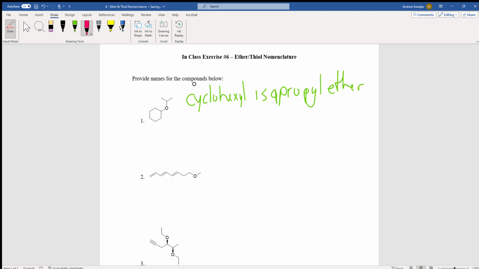Alternatively, we can name the ring, the cyclohexane, as our parent name. Since there's only a single substituent, we don't need a number, and we can call the substituent, the isopropyl group with the oxygen, isopropoxy cyclohexane. Either name works though.